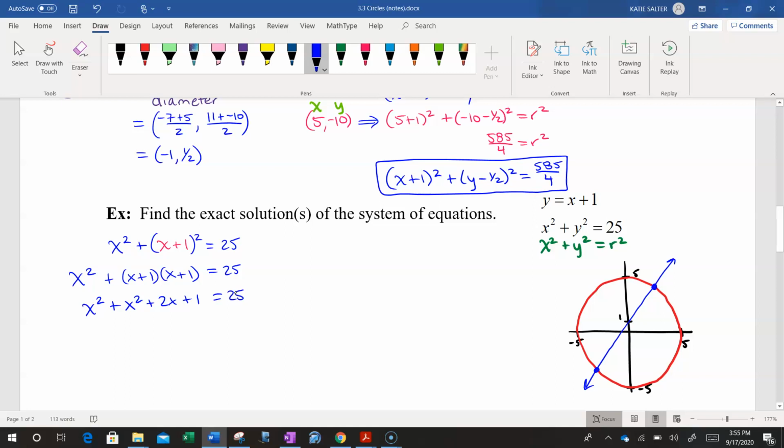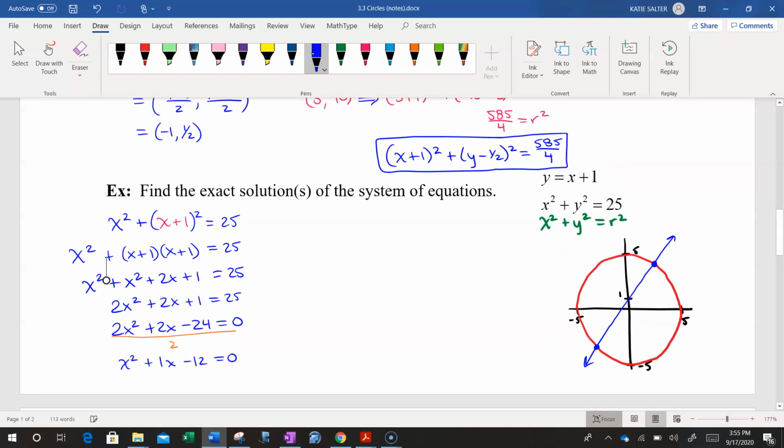All right, the next step is we want to clean this up and set it equal to 0. So that gives us 2x² + 2x + 1 = 25. When we subtract 25 from each side, we get 2x² + 2x − 24 = 0. Now I realize that all of our numbers are divisible by 2, so I'm going to divide this entire equation by 2 and make it a little bit easier on myself. So that gives us x² + x − 12 = 0.